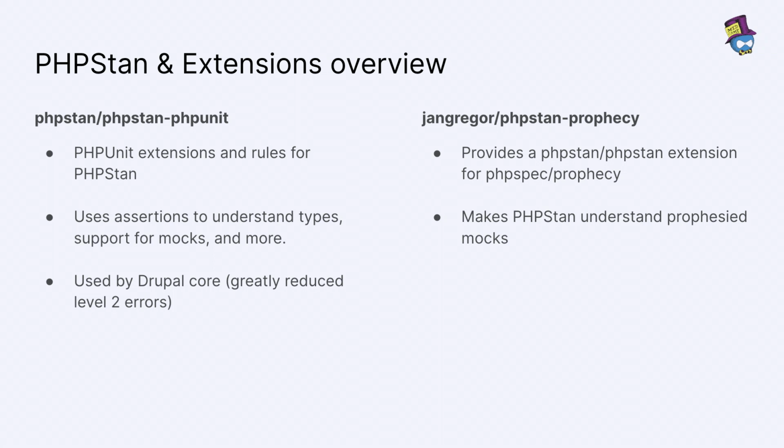There's another package, phpstan prophecy. Prophecy is another mocking library, and this adds that same concept where every time there's a prophesized object, phpstan can understand how it works. Prophecy is not used as much anymore as far as I know, but there is still some Drupal code that uses it. I know I've written some in the past, so that could be a useful package, but it is not a dependency of Drupal core.